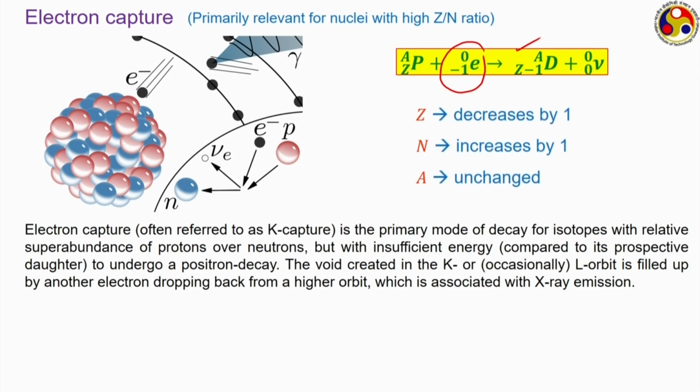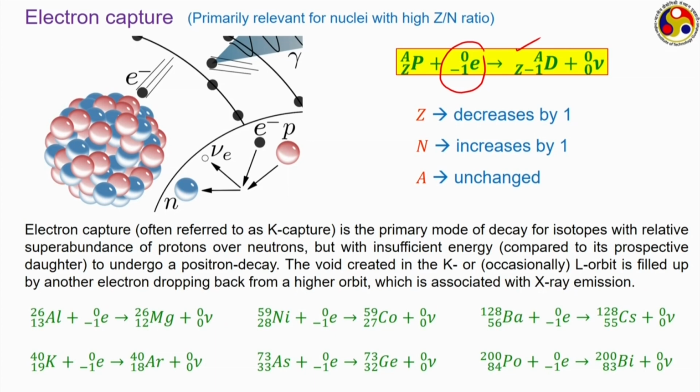So, we know similar to the positron decay, during electron capture also Z is decreasing by 1, that is the number of protons is decreasing by 1, but the total number of nucleons remains unchanged because the number of neutrons has increased by 1. These are some examples, starting with 13Al26, which is consuming one orbital electron and getting converted to 12Mg26, and we can have several other reactions involving potassium 40, nickel 59, barium 128 here, and quite a few other reactions as well.